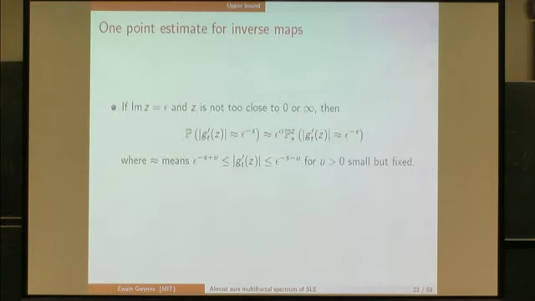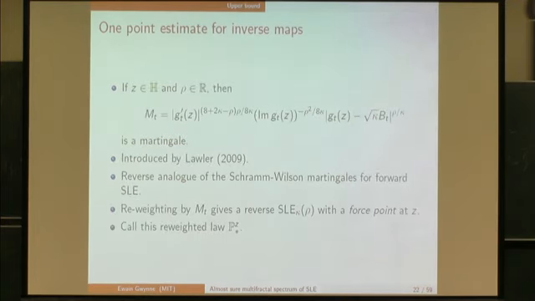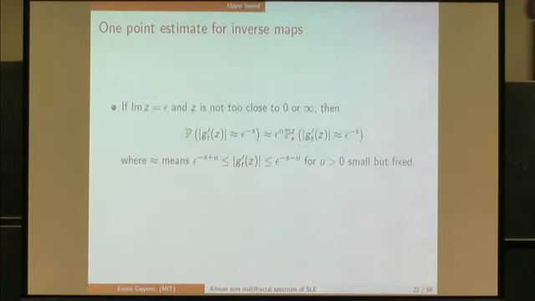So if we look at a point z, which is very close to the boundary of the upper half plane, so its imaginary part is equal to epsilon, and it's not too close to either 0 or infinity, then just by rearranging the formula for this martingale and using the optional stopping theorem, we obtain that the probability that g_t prime of z is of order epsilon to the negative s is approximately equal to epsilon to the alpha times the reweighted probability that g_t prime is of order epsilon to the negative s, where this alpha here is just some constant which depends on rho.